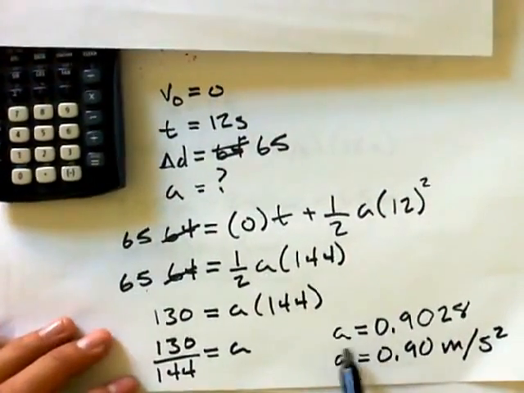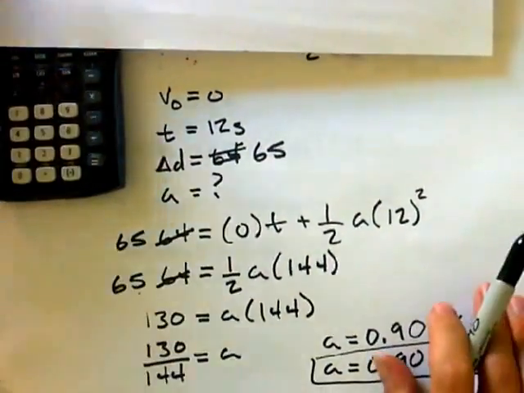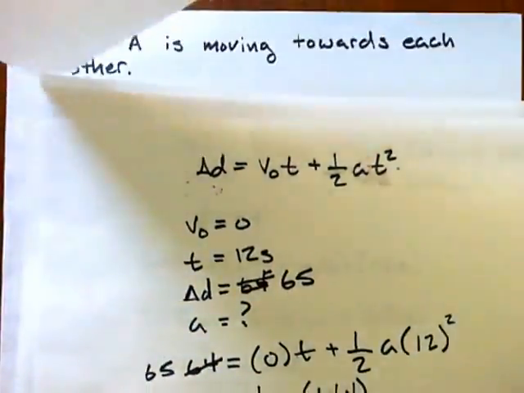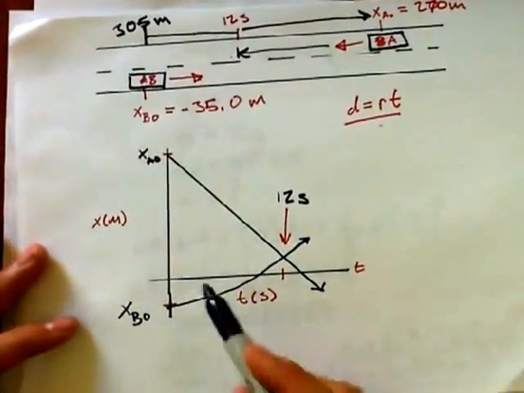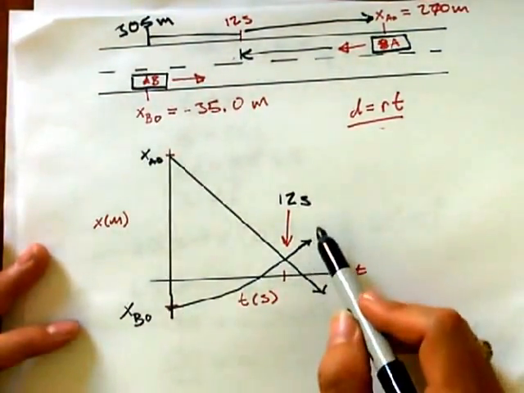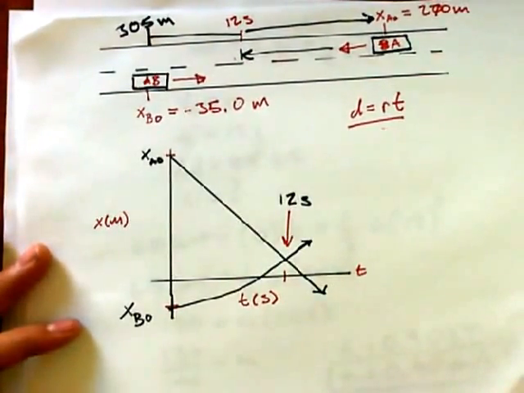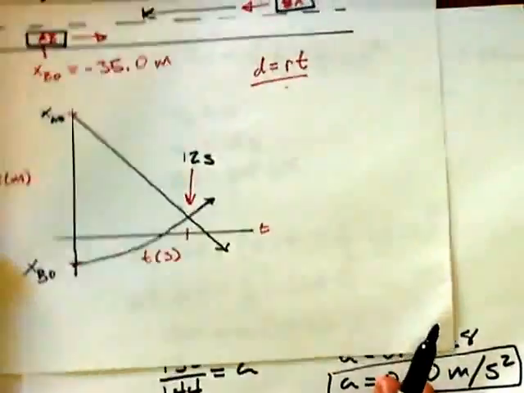Alright, and that should be it. What this tells us is car B's acceleration along this curve is an acceleration of 0.90 meters per second squared. Alright, and that's our solution.